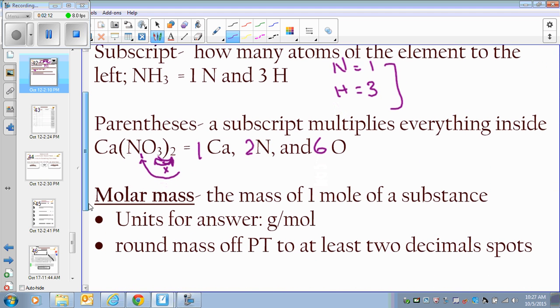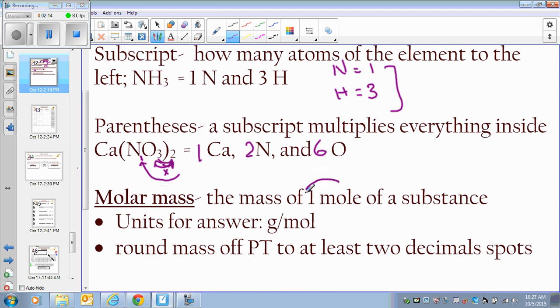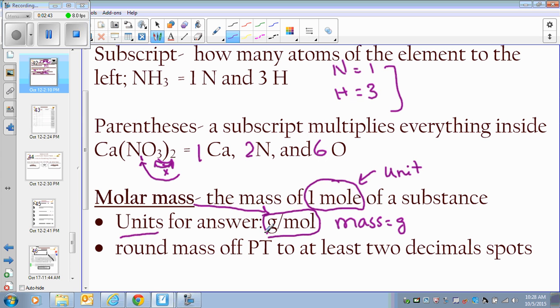Now let's talk about the molar mass, the mass of 1 mole of a substance. Again, I will discuss mole later in the unit, but mole is basically a unit to record masses. The unit for the molar mass will be grams per mole, because the unit of mass is grams, and mole itself is a unit. Whenever you calculate the molar mass, this is the unit I want to see with it.